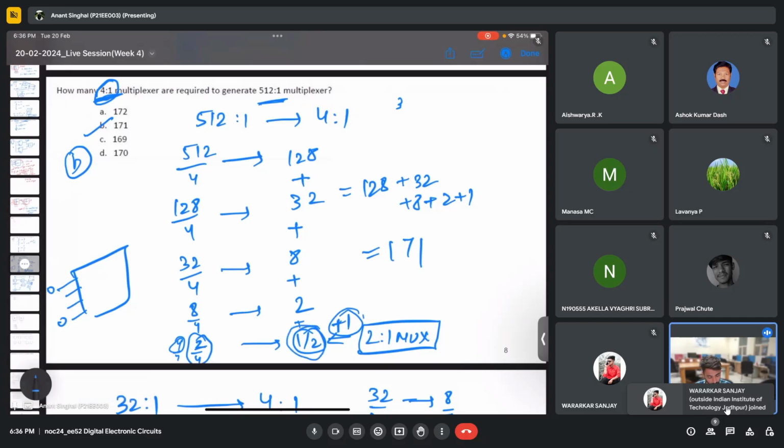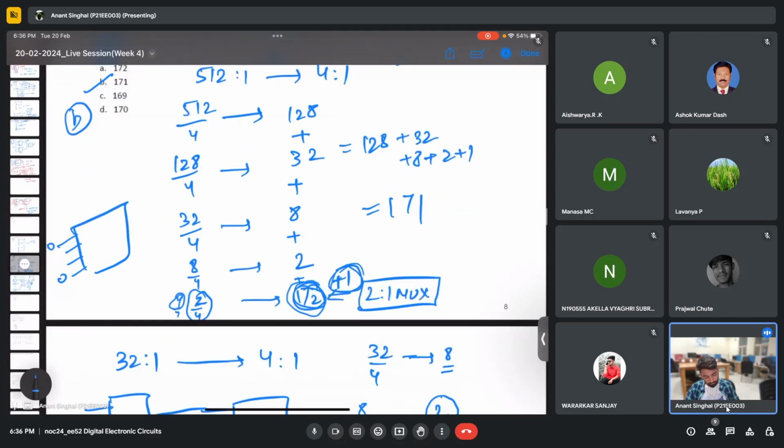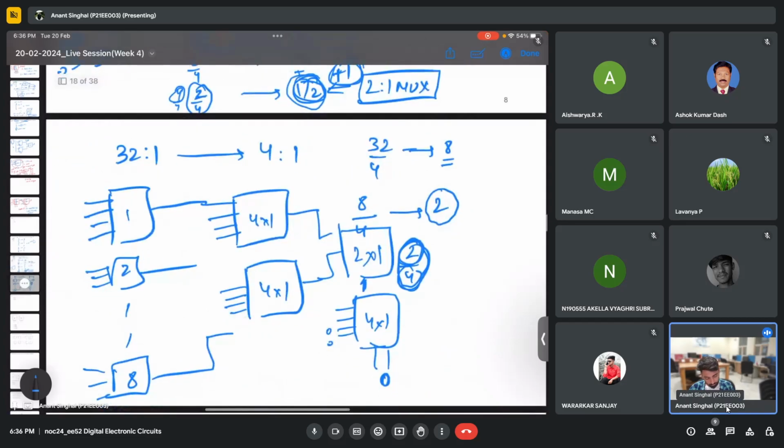I cannot ignore this half. Similarly, I cannot ignore this half because I need a 2 cross 1 mux. So for this, the answer will be something like 8 plus 2 plus 1, that is 11.